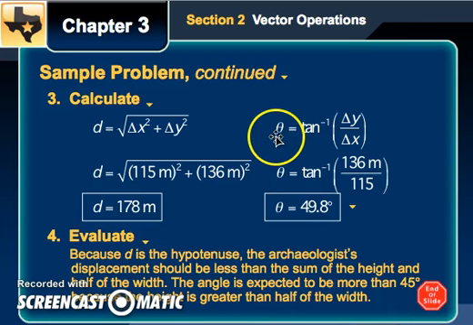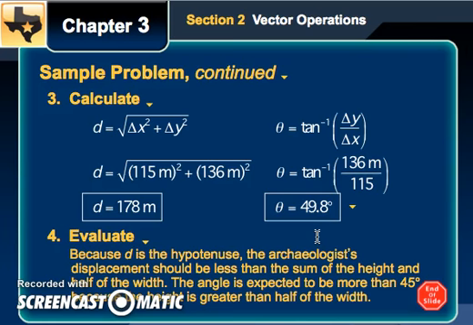Now to find angle theta, we plug in the numbers that we have previously: the inverse tangent of the vertical component, which is 136 meters, divided by 115 meters. And angle theta will be 49.8 degrees. Now, again, pause this and make sure you get the math right. If your calculator is in radian mode, you're not going to get 49.8 degrees. So check that, make sure you have it in the correct mode.